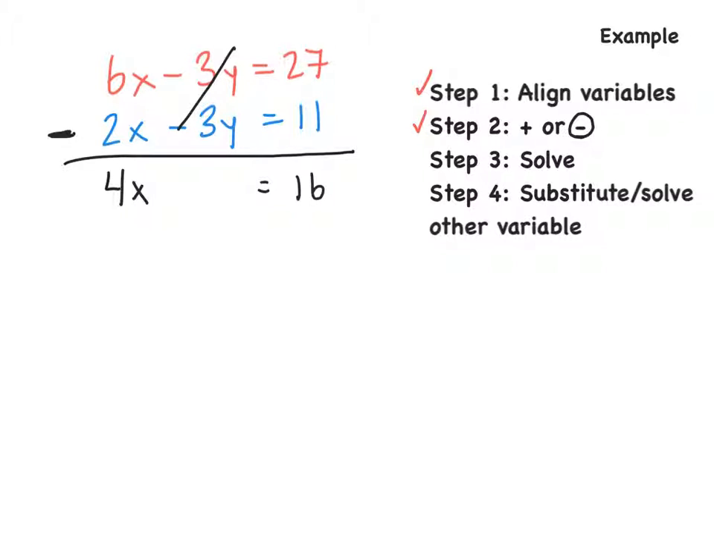So step 2 is completed. Step 3, solve for our one-step equation. So we will divide by 4, those cancel out. X is equal to 4.